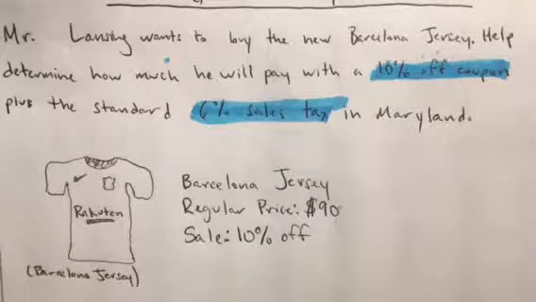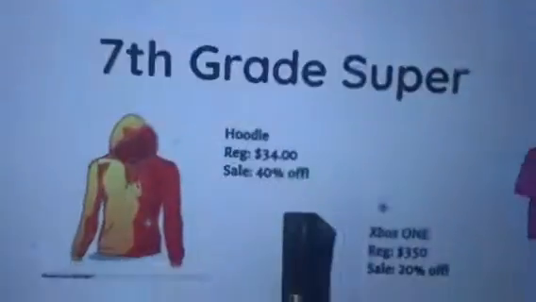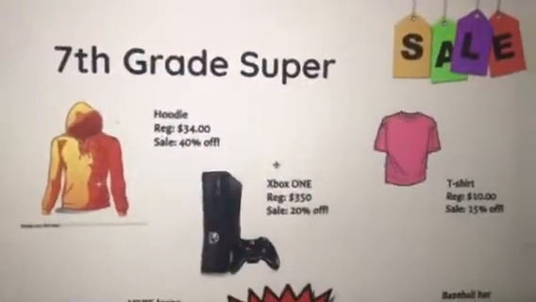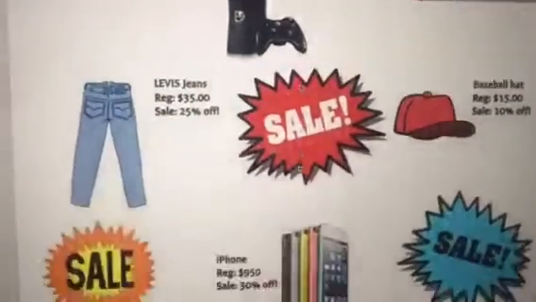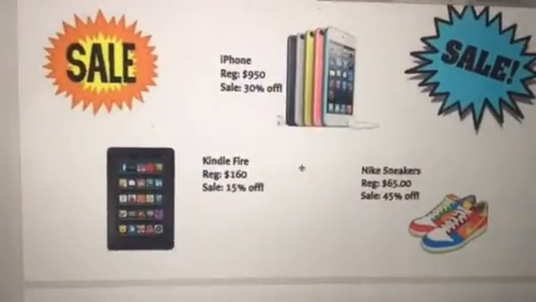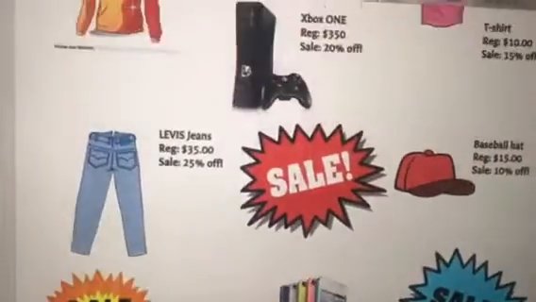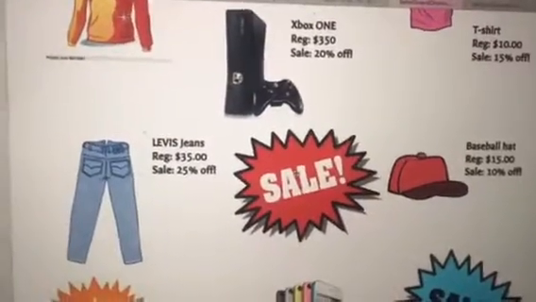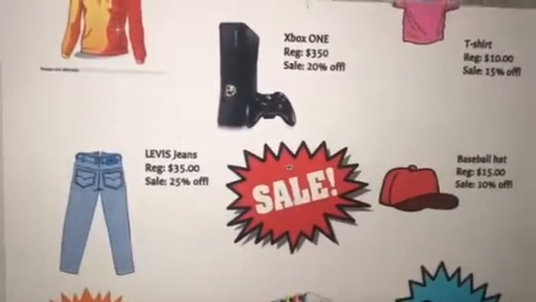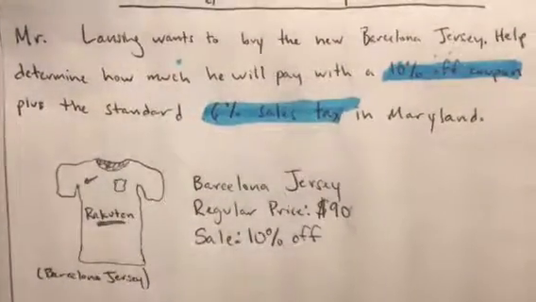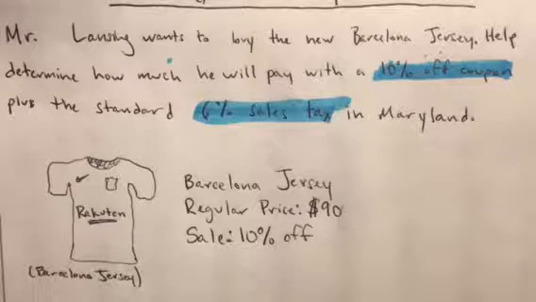So what you need to do next is you're going to have a super sale. With that super sale, you're going to select 6 items and it's going to look like this. The 7th grade super sale. So you're going to select 6 items. You got a hoodie, Xbox, t-shirt, hat, jeans, iPhone, Kindle, Nike sneakers. You're going to select 6 of these and you're going to do the same thing that I did. You're going to write the regular price, you're going to have the sale percent, and you're going to find what the sale price would be and what the sale price with tax would be. Now with these, you're going to have the same tax with each one, which is 6% tax.